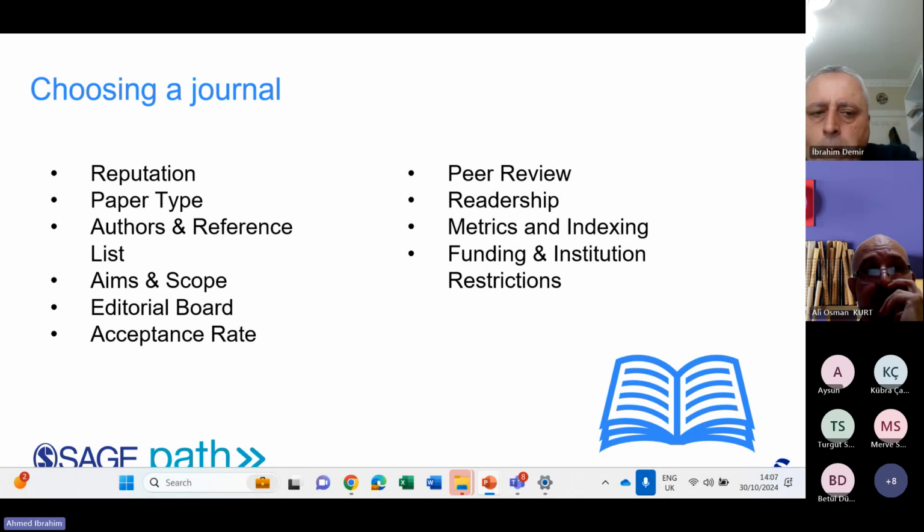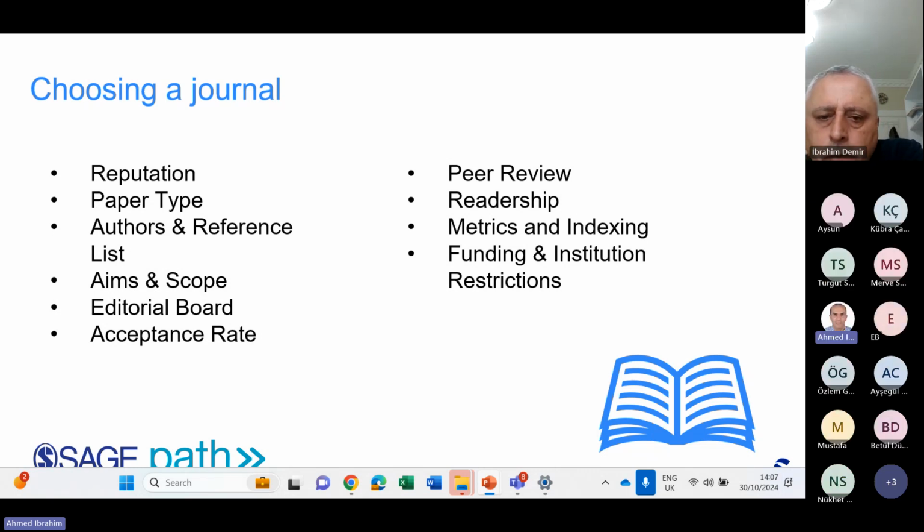The paper type is also an important point. If your article is original research, it's straightforward. But if you are looking for another article type like a case report or systematic review, you have to make sure the journal you are submitting to accepts this type of paper. Some journals accept only original research and don't accept case reports or systematic reviews. So paper type is important when selecting a journal.